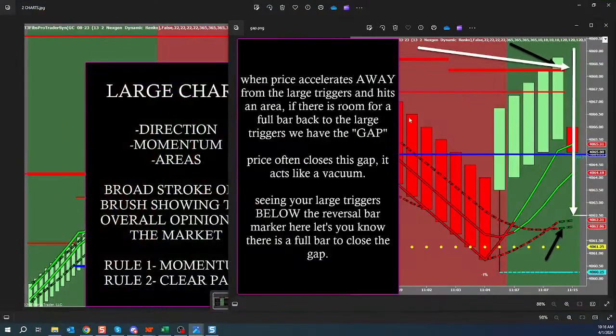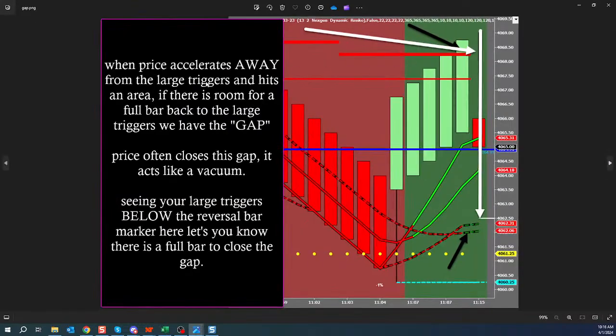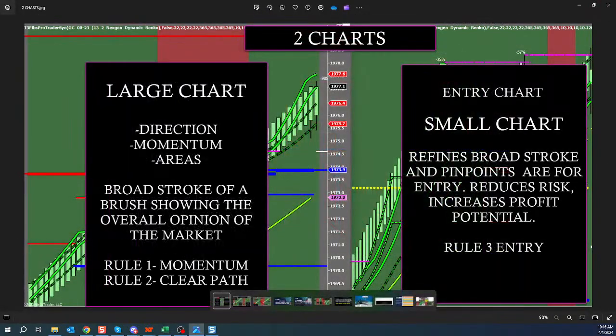The gap theory says when price accelerates away from the large triggers, hits an area, mid-band, this gap behaves as a vacuum, guys. And any long trades before it comes in contact with the synthetics are likely to get run over. Can you guys hear me?